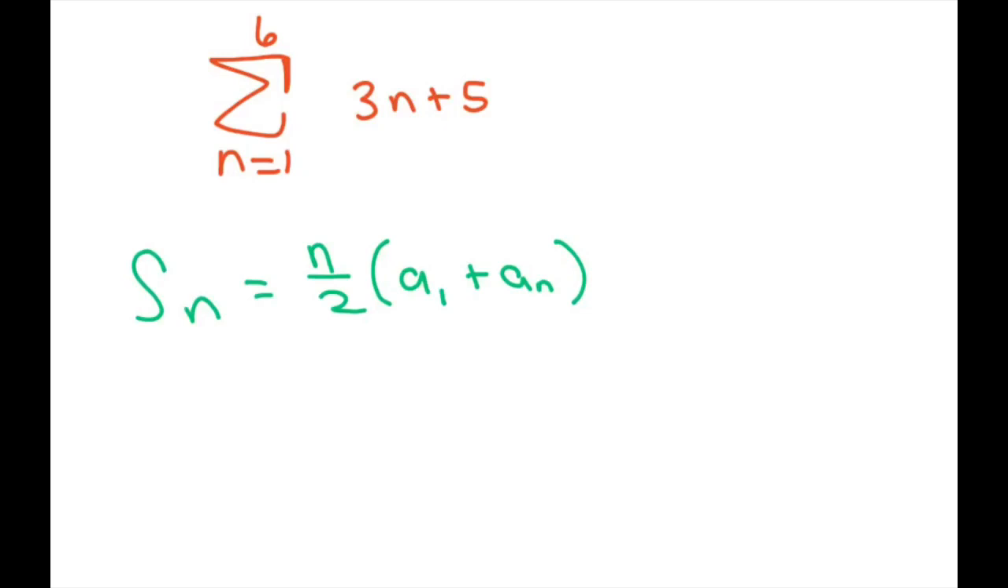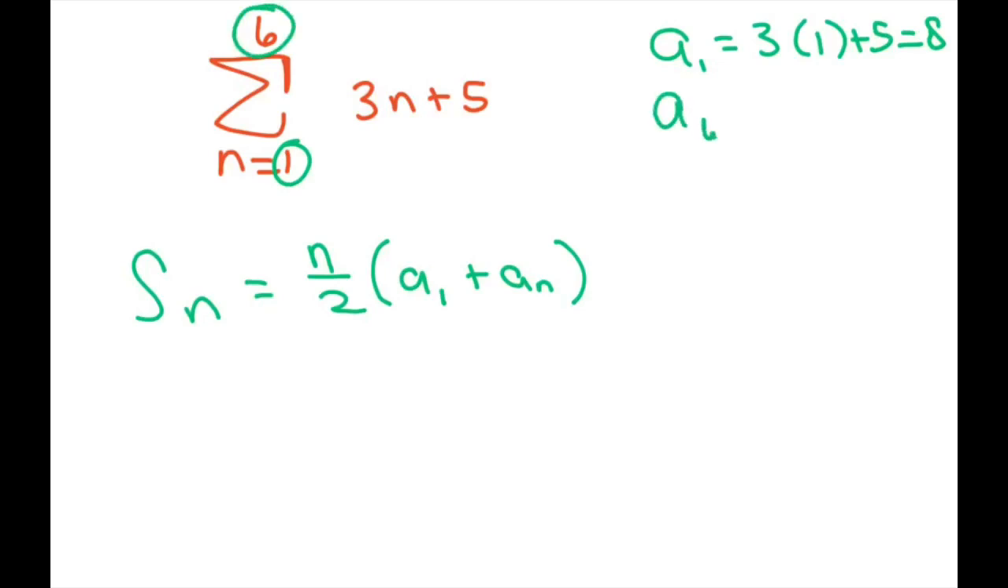So the first term is where you just plug in 1. Your first term is going to be 3 times 1 plus 5, that equals 8. Your last term is this number up here, so that's a sub 6, which we'll just call a sub n. So it's going to be 3 times 6 plus 5, so it's 18 plus 5 is 23.